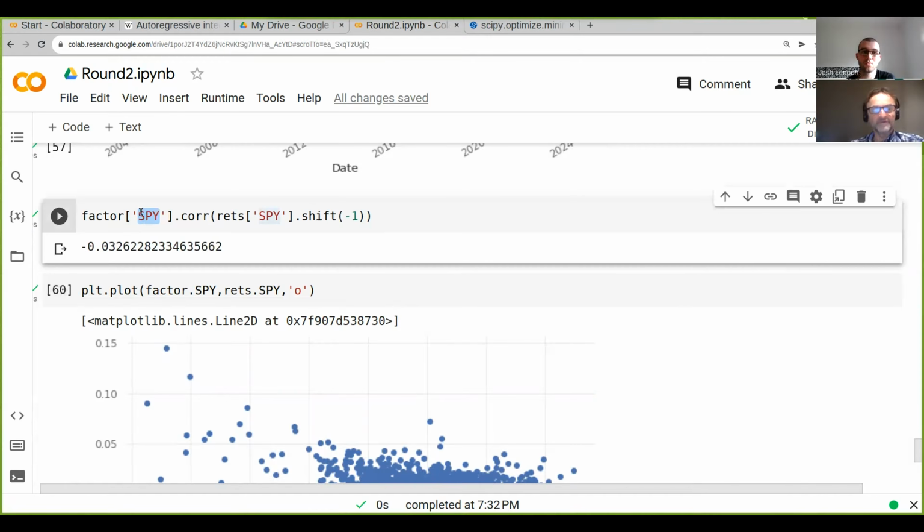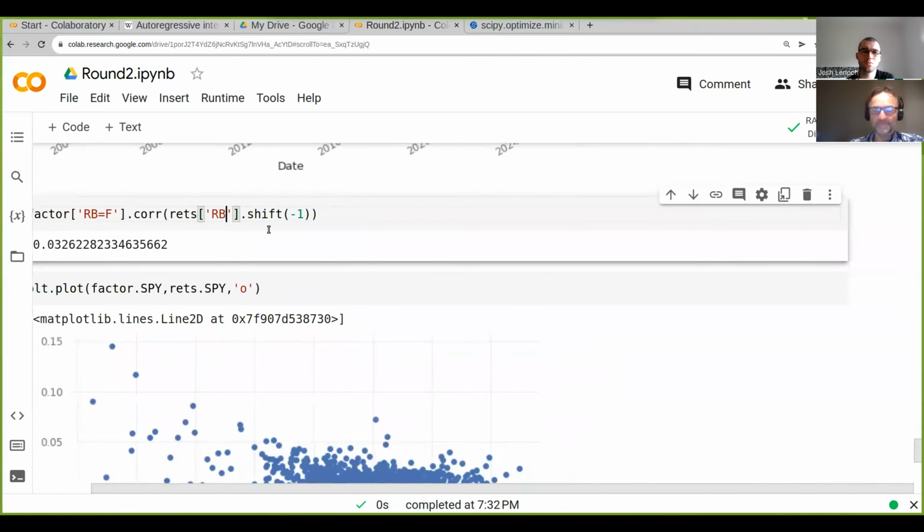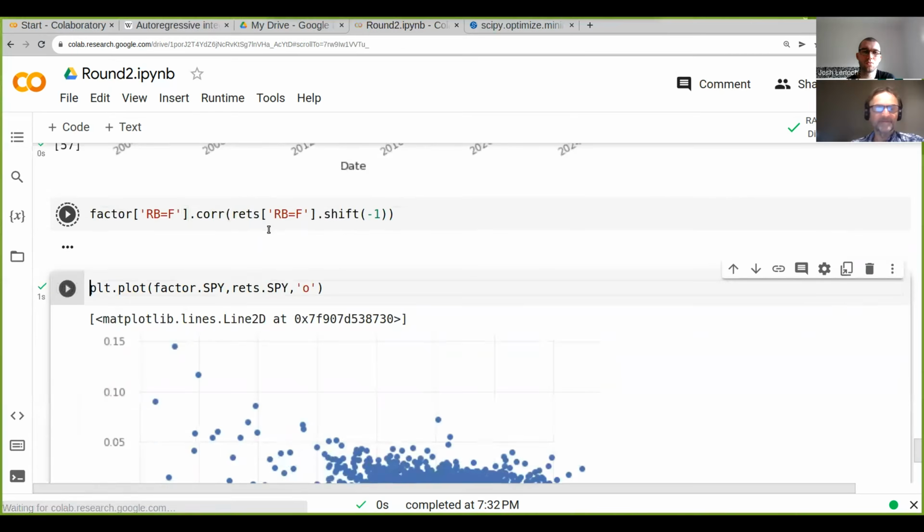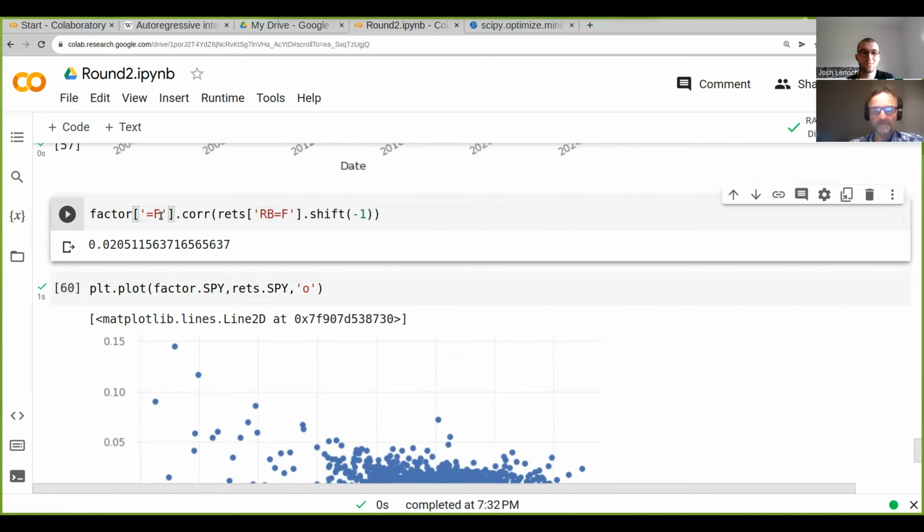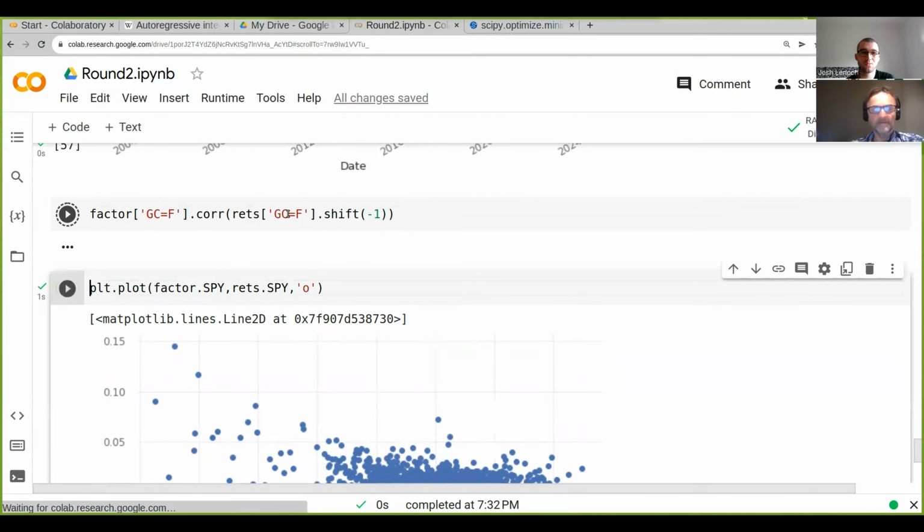Now let's just see what the other ones are doing, just out of interest. So we've got our Bob, and it's 0.02, it's not fantastic. And gold. All right. So gold also has a negative correlation. So you've got two explanatory values.